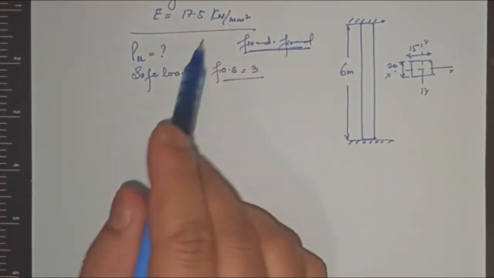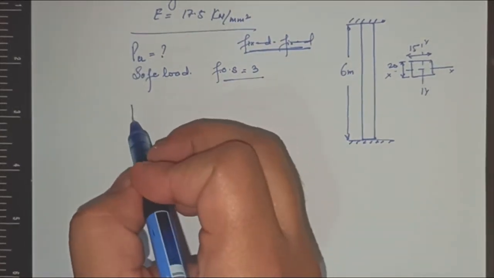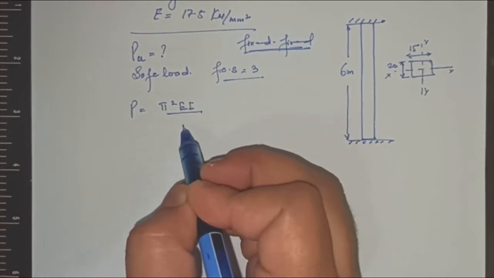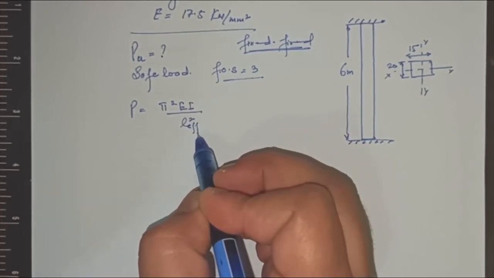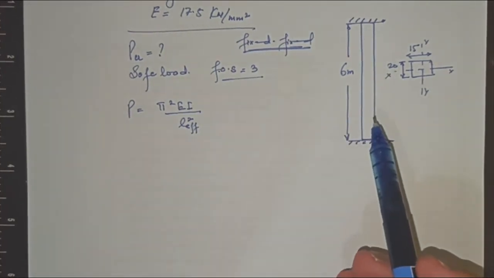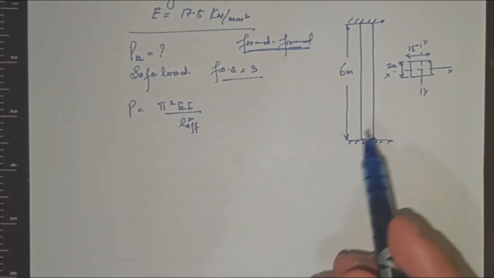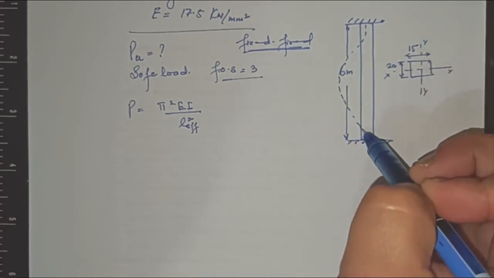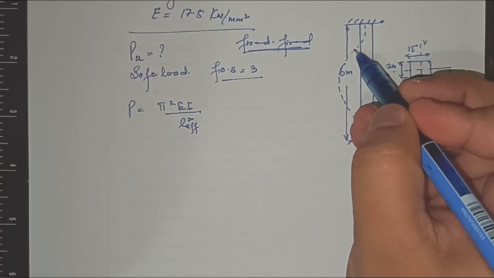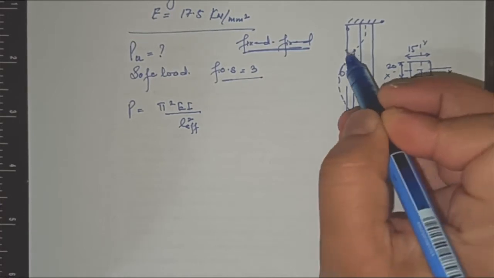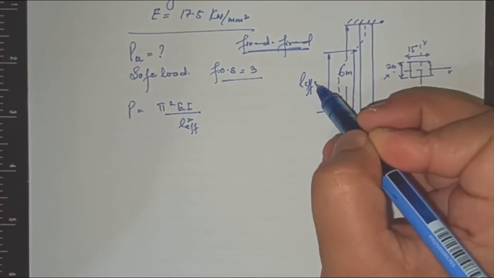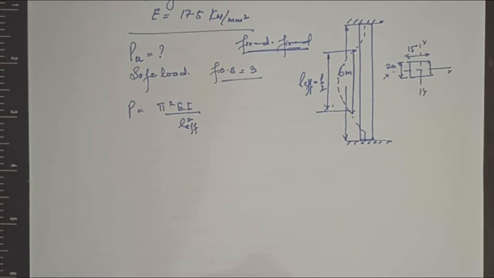Now the crippling load, or the critical load P, as you can see, is equal to pi square EI upon L square, where L is the effective length. Now this is fixed from both sides. So what is the condition for fixed? Rotations are not allowed, so the effective length will be only half. So the effective L will be L by 2.